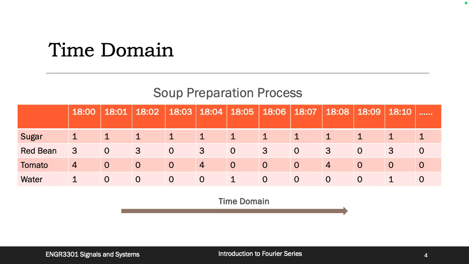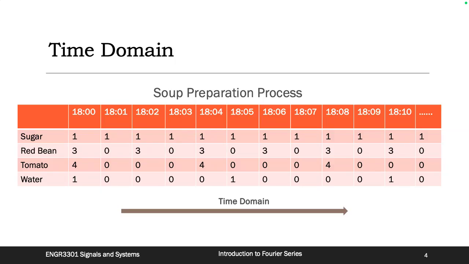And 4 different items we need. The first one is sugar and red bean and tomato and water. And at the beginning of preparing this soup, we add 1 sugar, 3 red bean, 4 tomato. This is just a portion. And 1 portion water.